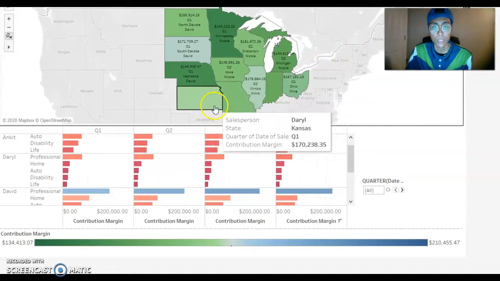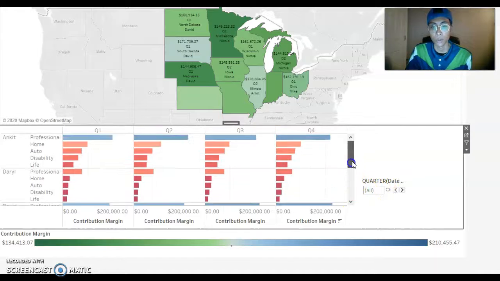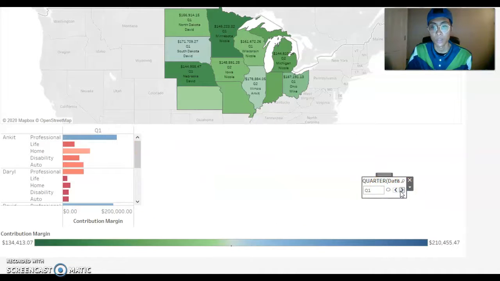So as you can see here, this shows the information on all the quarters. You can zoom in, check which ones to look at. Sorry, the computer's a little slow.